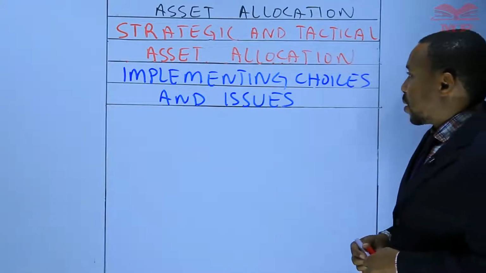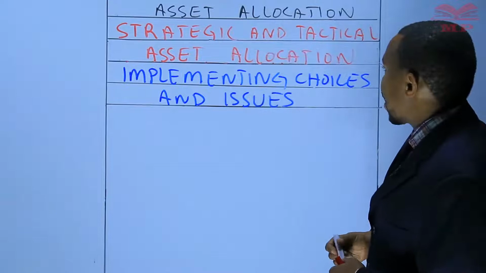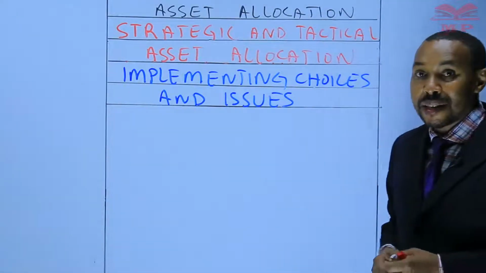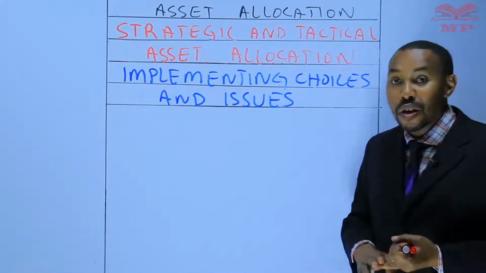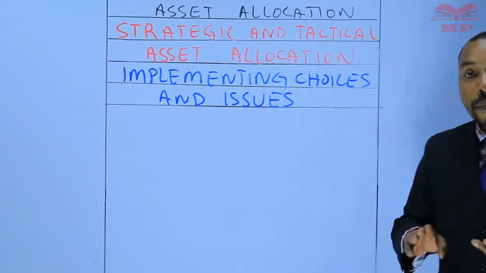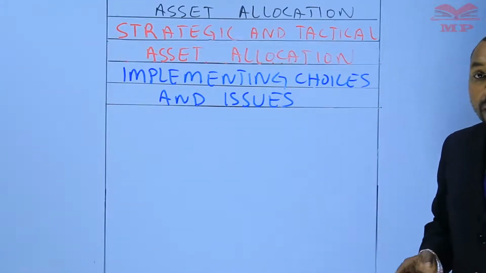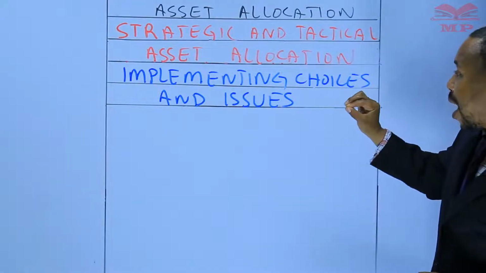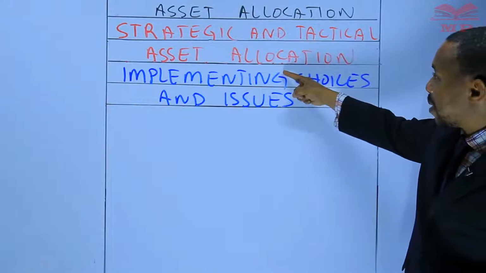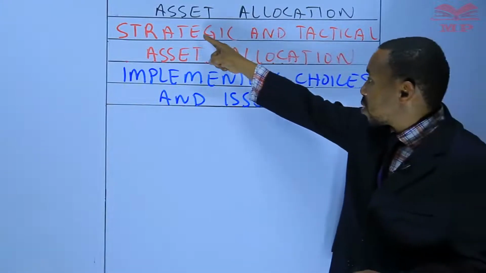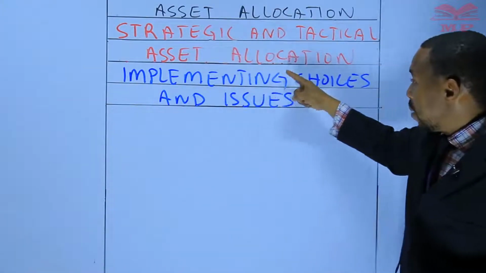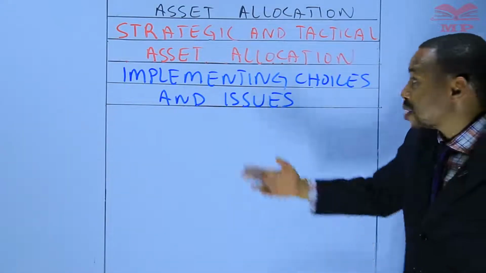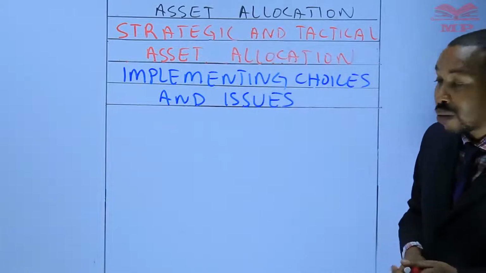To put it into perspective, because we are learning about asset allocation, we are trying to allocate funds to specific asset classes. Asset classes could be bonds, stocks, cash, derivatives, alternative investments, and so forth. We need to understand how we are going to apply implementation strategies to strategic asset allocation and to tactical asset allocation. What is this strategic and tactical asset allocation?